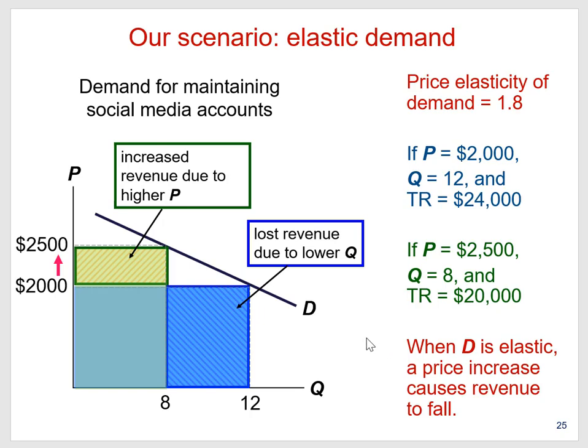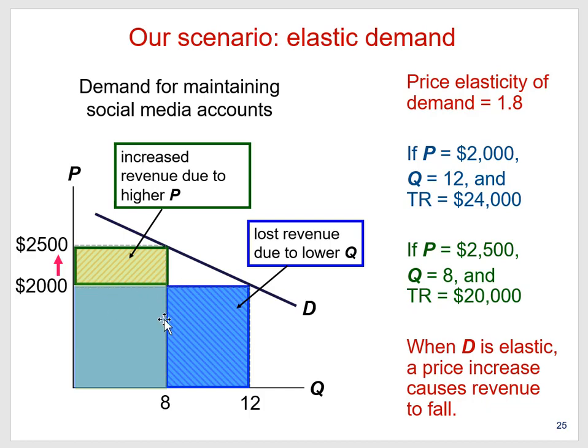So if we assume that our demand curve is slightly flatter, like in this case here, and our price is $2,000 per business, then we will have 12 customers. So the total revenue is then 12 times 2,000. So that's this area. This large rectangle is our total revenue. That is 2,000 times 12, $24,000. So that will be our total revenue.